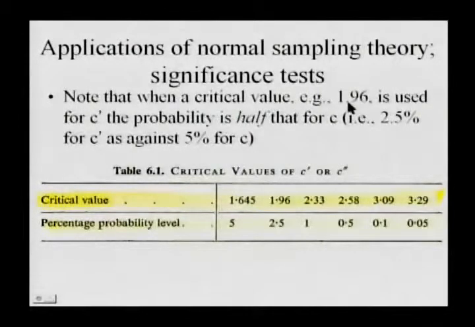Note that when a critical value, for example 1.96, is used for C prime, the probability is half that for C, that is 2.5% for C prime as against 5% for the C. So here we see a small representation of the table of the critical values for C prime and C prime prime, where the critical values are shown here and the percentage probability level is shown here, the 5, 2.5, 1, 0.5, 0.1, and 0.05. So these are obviously very significant levels here, and you have a high value that you have to generate the critical value.